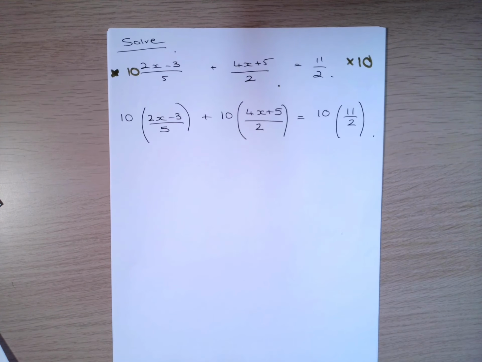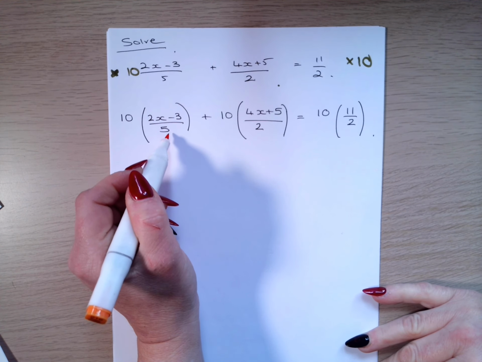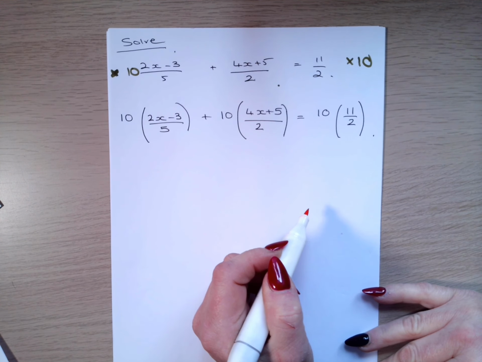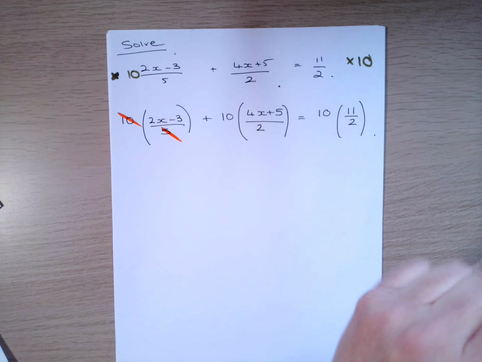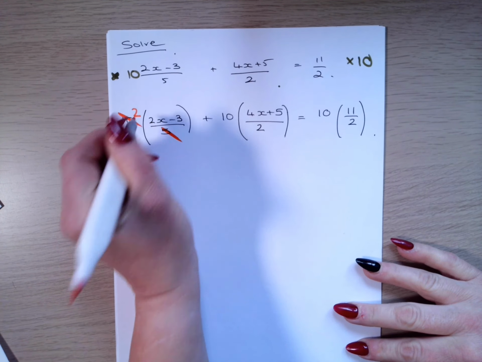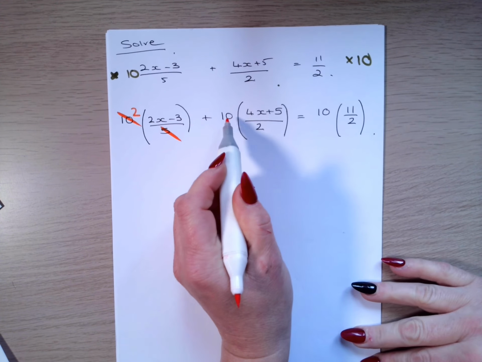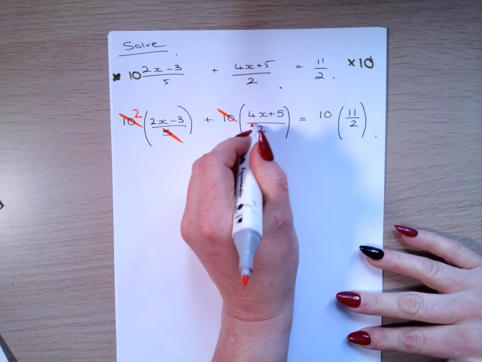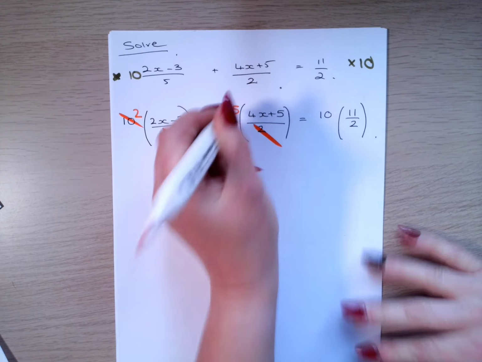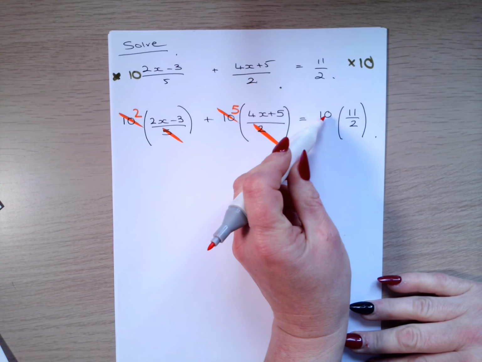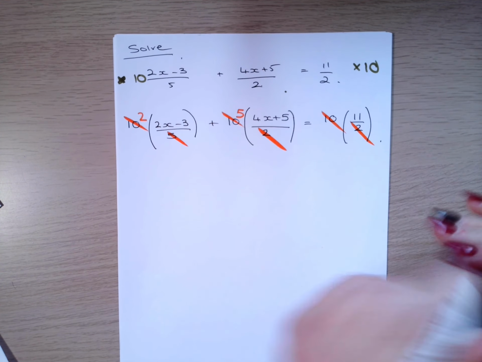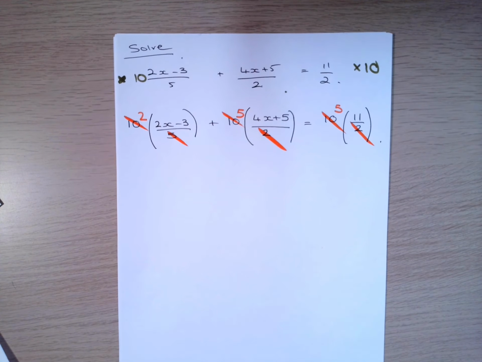Right then, let's do a little bit of cancelling out. So you're multiplying by 10, dividing by 5. So what's 10 divided by 5? That becomes a 2. Okay. What's 10 divided by 2? 5. So that becomes a 5. What's 10 divided by 2? That becomes a 5. Okay.